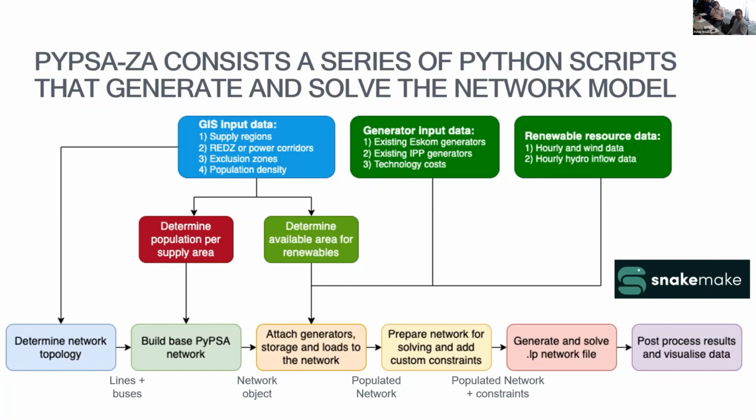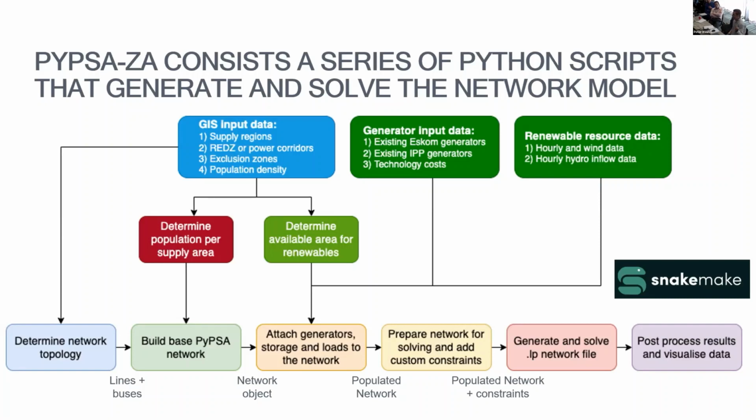Essentially what the model does is it starts off and runs a function where it works out what the network topology is. That's really just what the regions are, where they are located, and what the lines that connect them look like. Then it builds a base PyPSA network object where you give all your general parameters to the model. And then where all the detail happens is you go and attach generators to each one of those nodes.